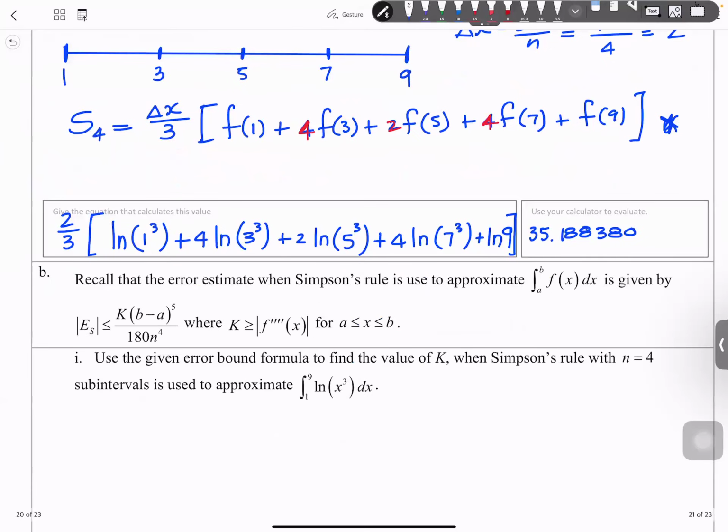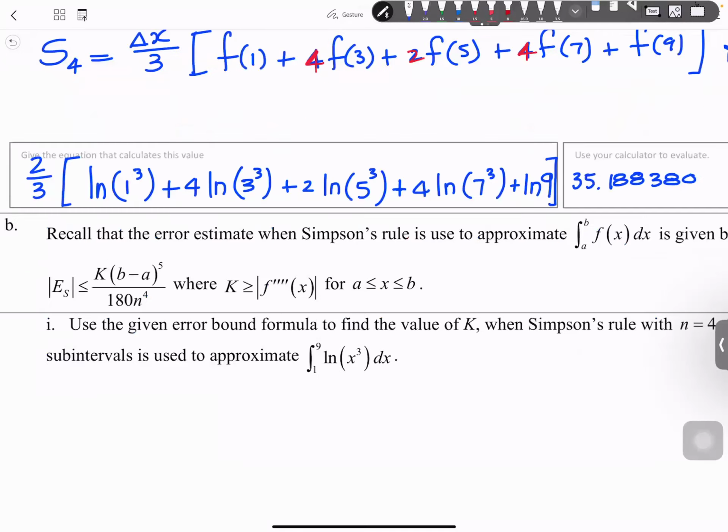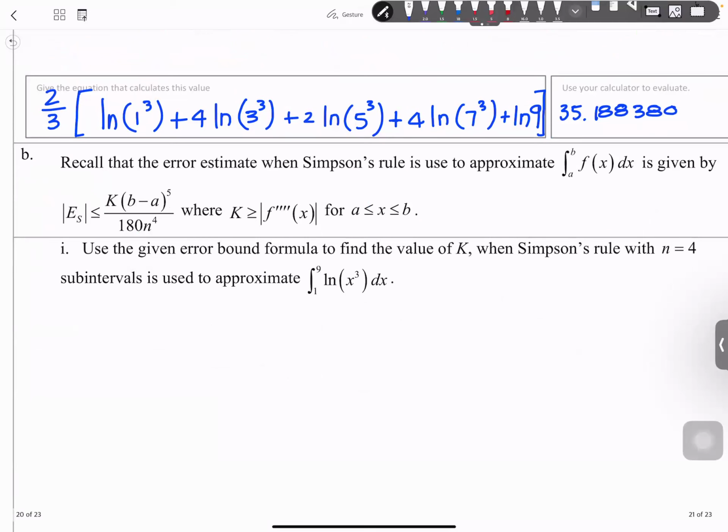That's the value that I get. All right, part B says, recall that the error estimate when Simpson's rule is used to approximate an integral from a to b of f of x dx is given by, and we're providing you here with the error bound formula. The error of Simpson's is less than or equal to k times (b minus a) to the power 5 over 180 n to the 4th, where k is the absolute maximum value of the 4th derivative on the interval [a, b]. We're going to calculate an error, but first we want to find the value for k.